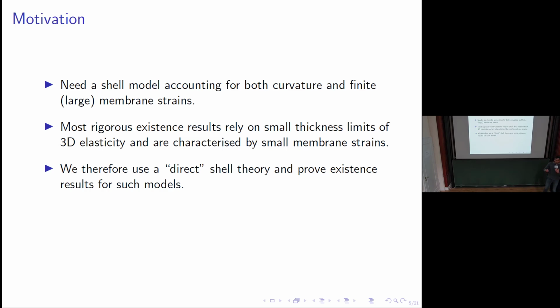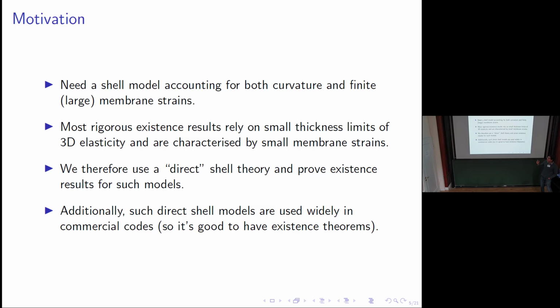This is an older theory from the early 1900s, late 1800s, but they've been very successful in modeling these kinds of phenomena. Also, I should mention that these kinds of models, the Cosserat models, etc., are used widely in commercial codes, and so engineers and physicists all use these kinds of models very often, and so it's good to have existence theorems. So these are the main reasons we look at them.